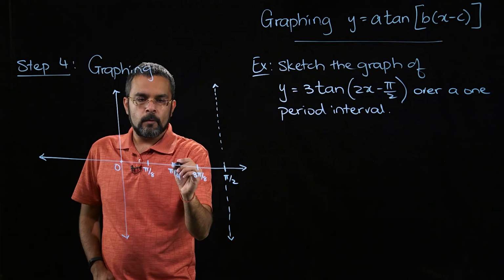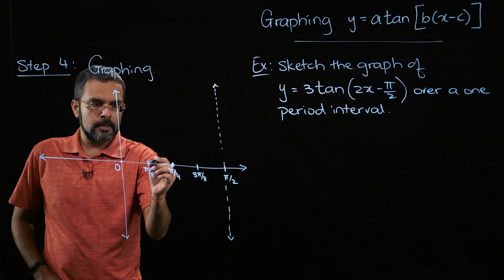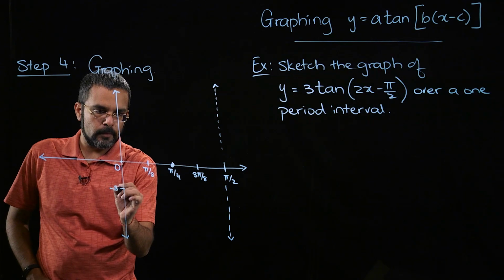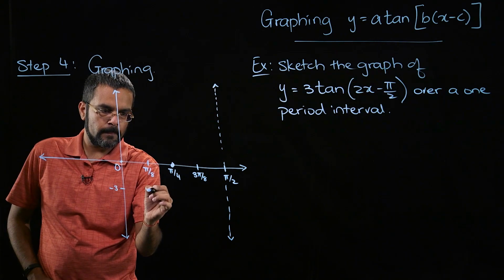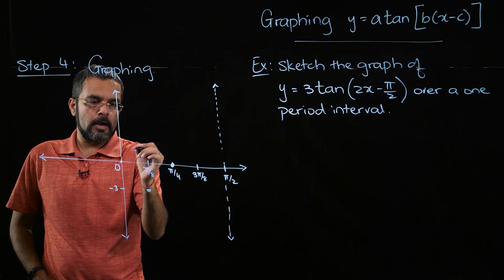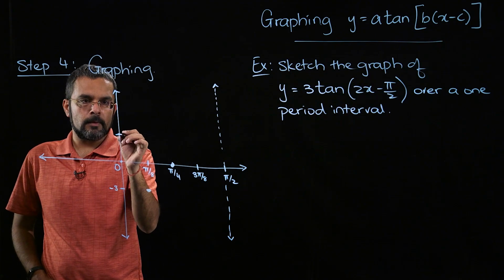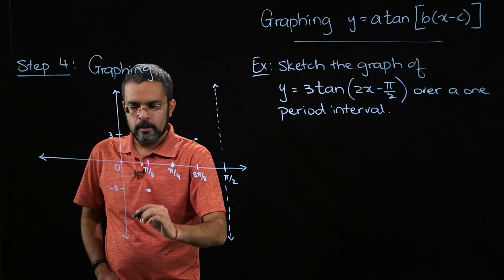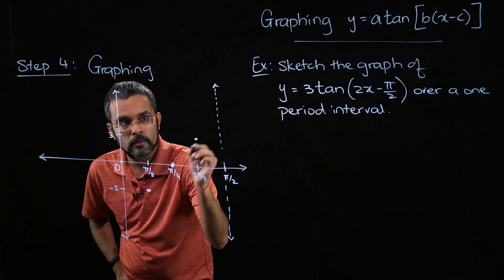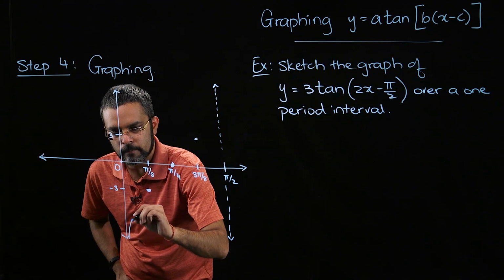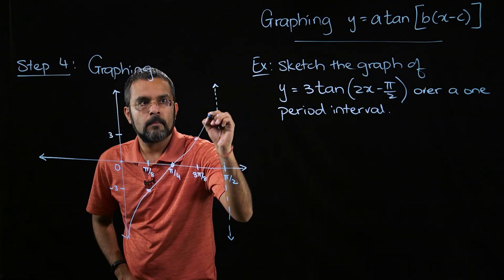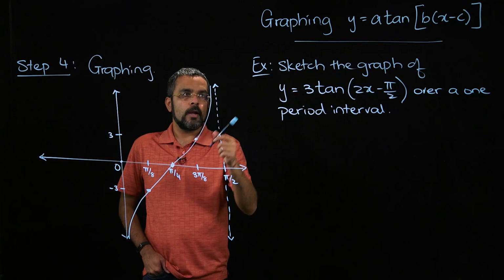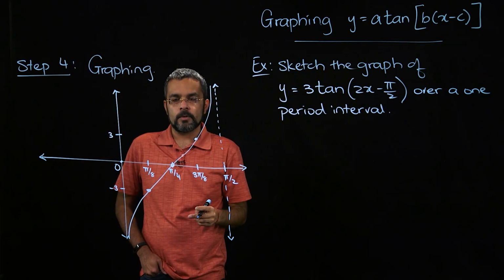At pi over 4 we had 0, at pi over 8 we had -3, so let's say this is -3. And then at 3 pi over 8 we had +3, so let's say about here is +3. And so my function is going to look something like that. That would be the graph of the function y equals 3 tan of 2x minus pi over 4.